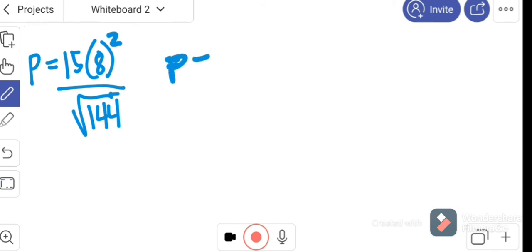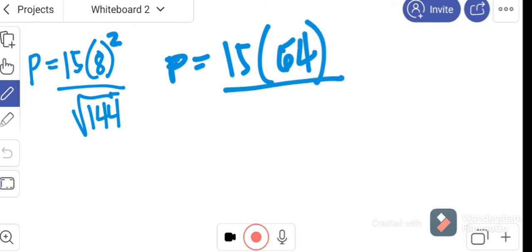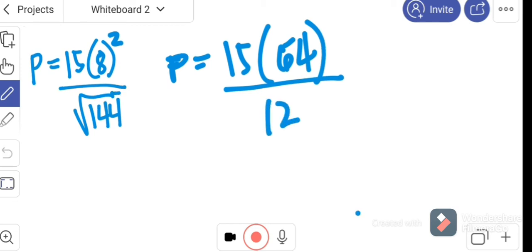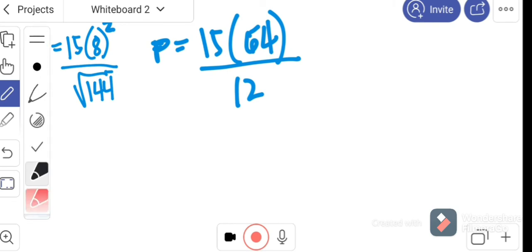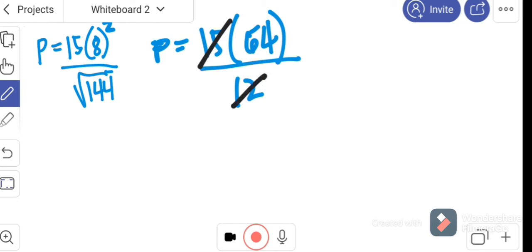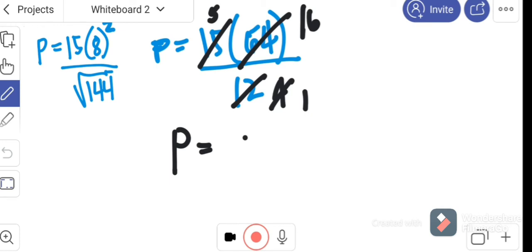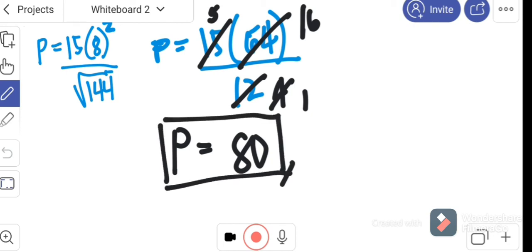So that would be P is equal to 15 times 8 squared, which is 64, over the square root of 144, which is 12. Then we simplify. We may use cancellation. Let's use 15 and 12. Both are divisible by 3. This is 4 and this is 5. Now, 64 and 4. 64 divided by 4 is 16 in the numerator and 1 in the denominator. So P now is equal to 5 times 16, which is easier to multiply than having a big number, 15 times 64. And then in the denominator, we have 1 left. So the value of our P is 80.